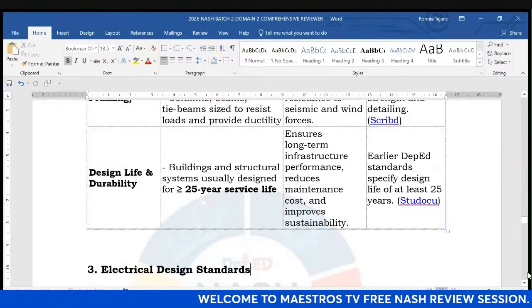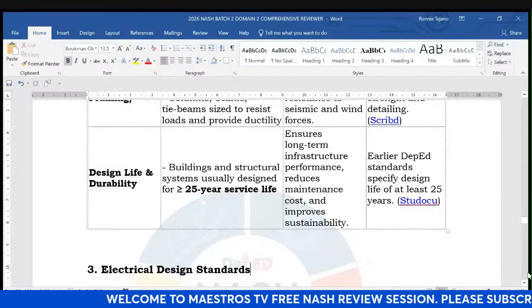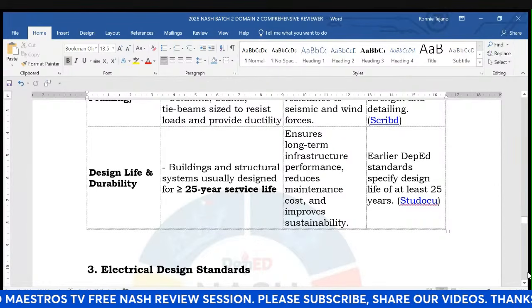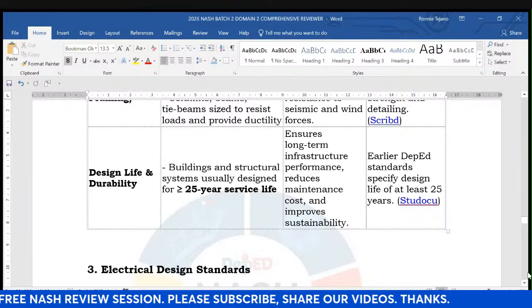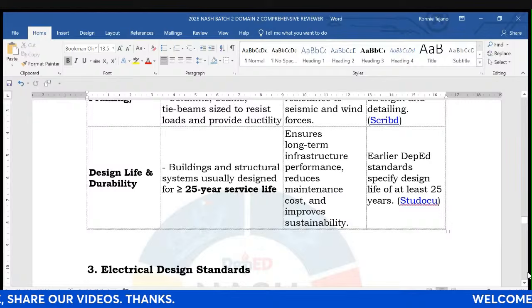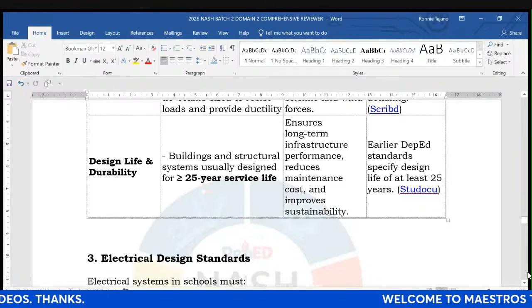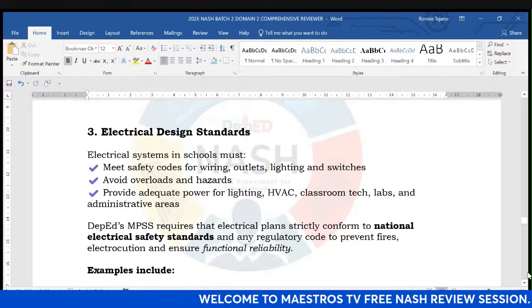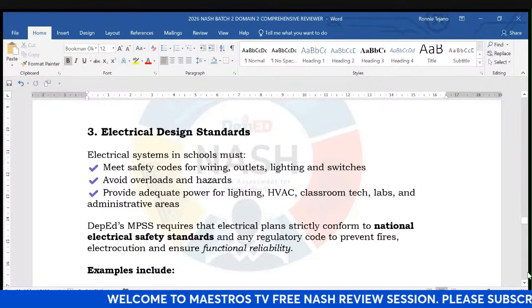So the design life and durability of the building's structural systems usually designed for must not be equal to or less than 25 years. Exceeding 25 years, that is condemnable or not suited for habitation, na siya, no? Delikado na.